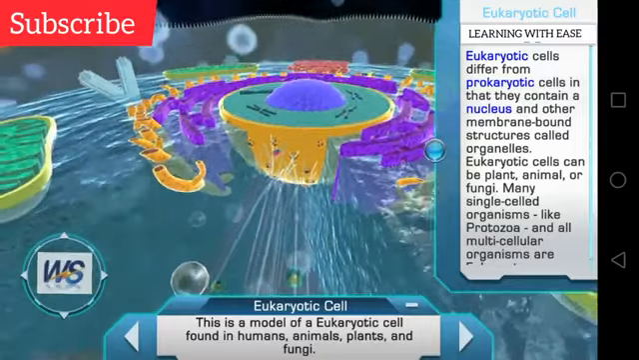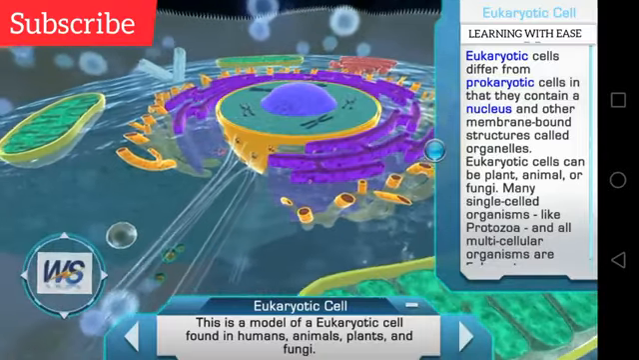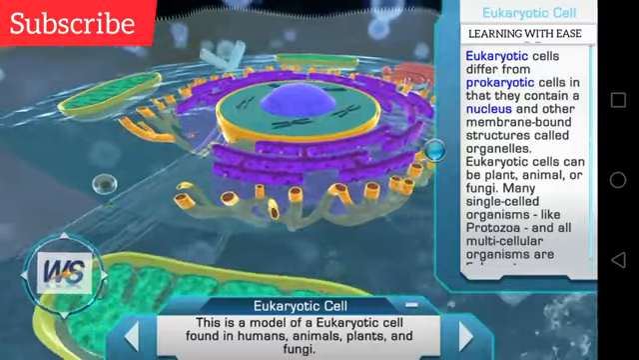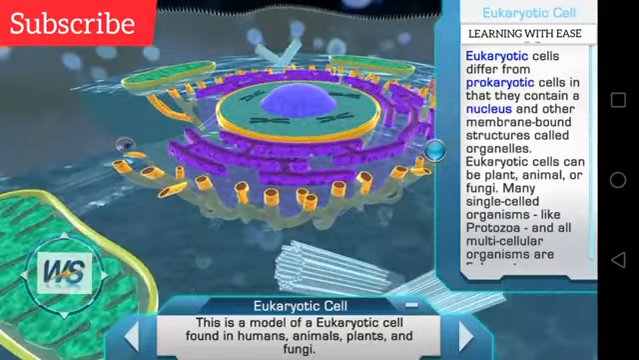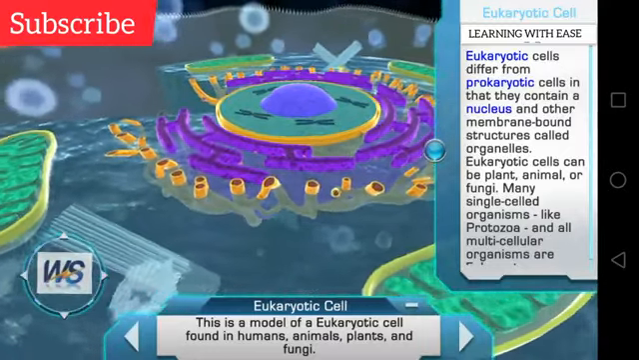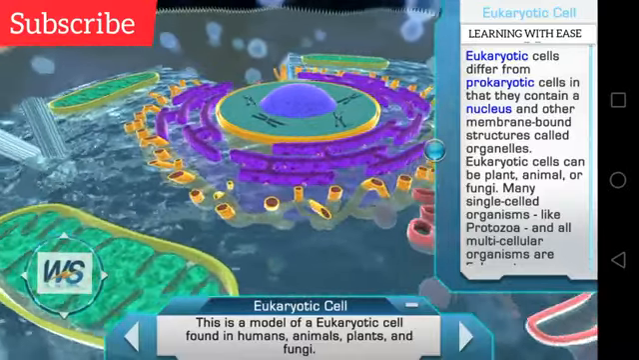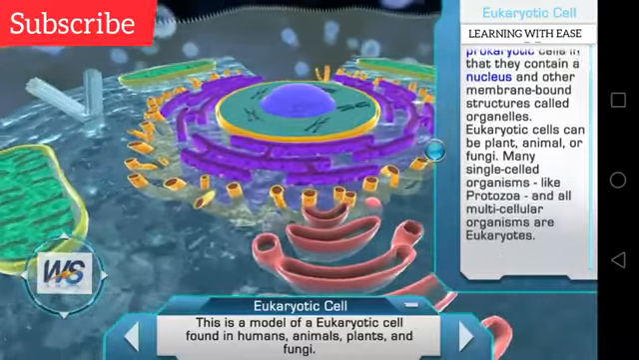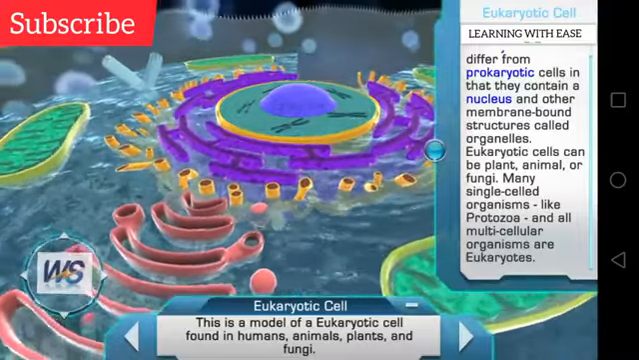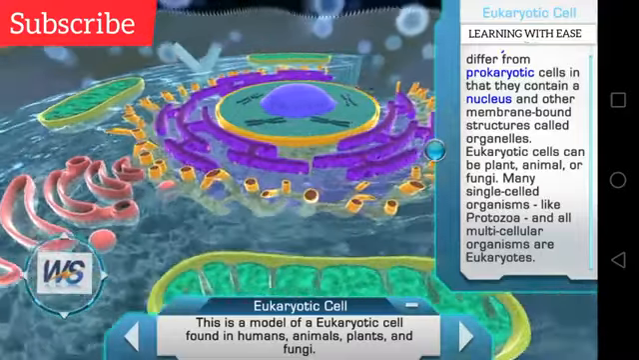Eukaryotic cells differ from prokaryotic cells in that they contain a nucleus and other membrane-bound structures called organelles. Eukaryotic cells can be a plant, animal, or fungi. Many single-celled organisms, like protozoa, and all multicellular organisms, are eukaryotes.